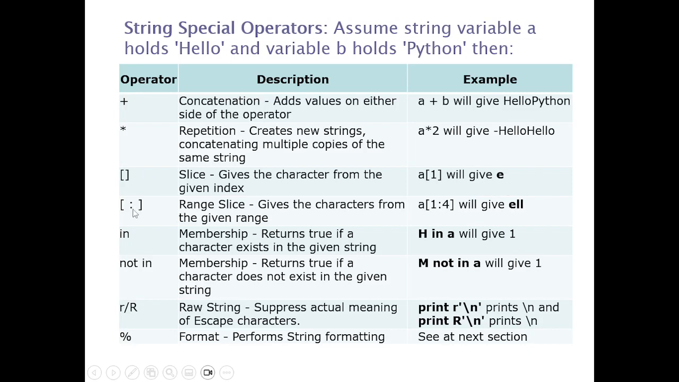So we have this slice, we have the range slice. So gives the characters from the given range. So if we have the 1 to 4, basically we have this ELL because 0, 1, 2, 3, 4.